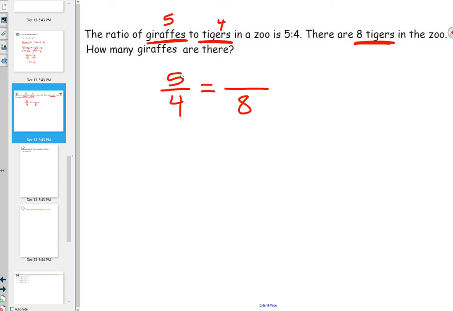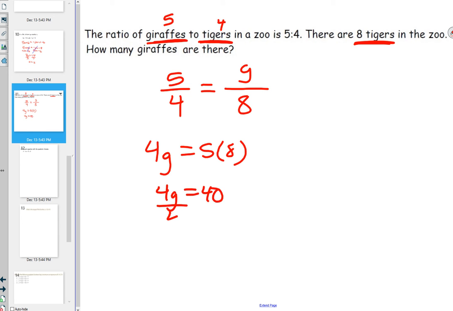And then we'll just use whatever variable we want. I use G for giraffes. How do you solve a proportion? Crisscross applesauce. So 4G is 40. There are 10 giraffes.